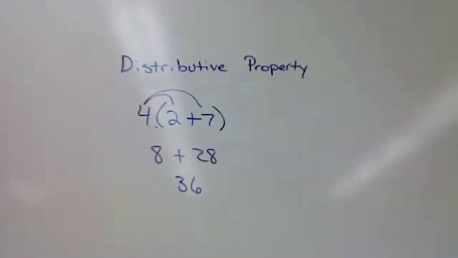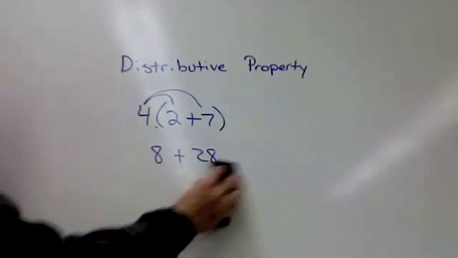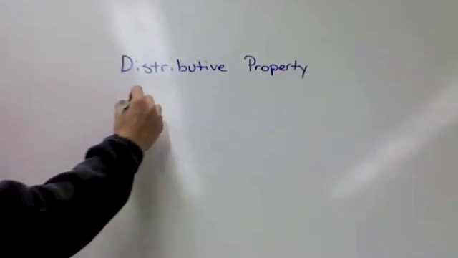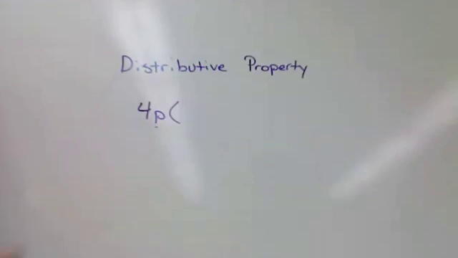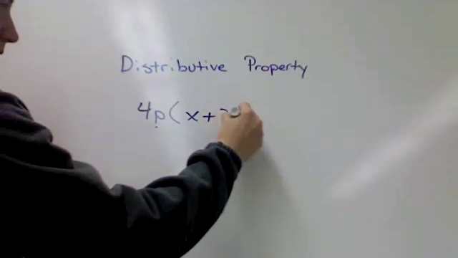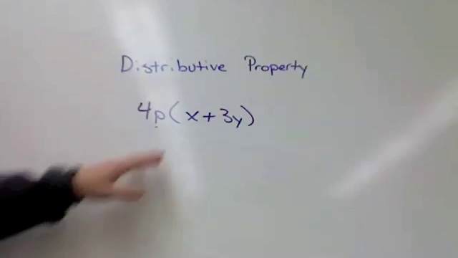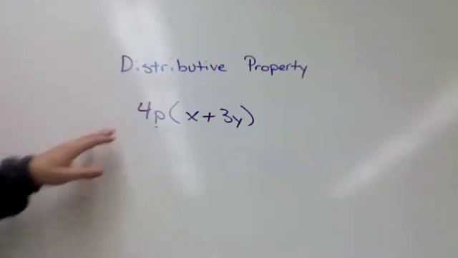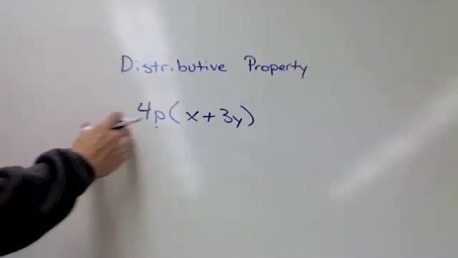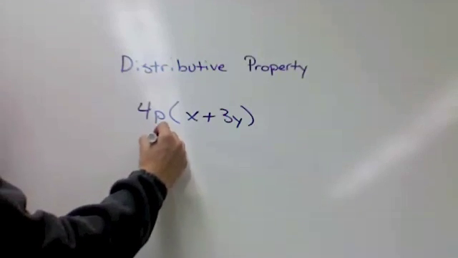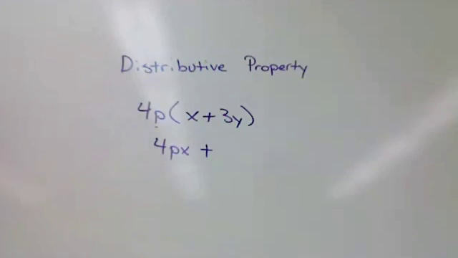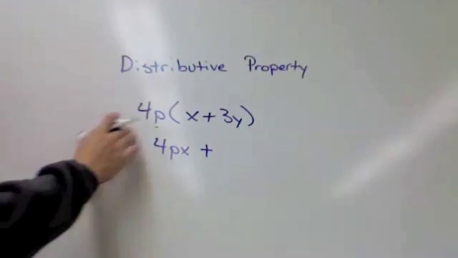Okay. So remember, if we start using variables in our examples, let's take, for example, 4p times (x plus 3y). Obviously we can't add x plus 3y together, but we can multiply out 4p times x and 4p times 3y. If we multiply 4p times x, we're simply going to get 4px. Remember to bring down our sign to have plus. And then 4p times 3y.